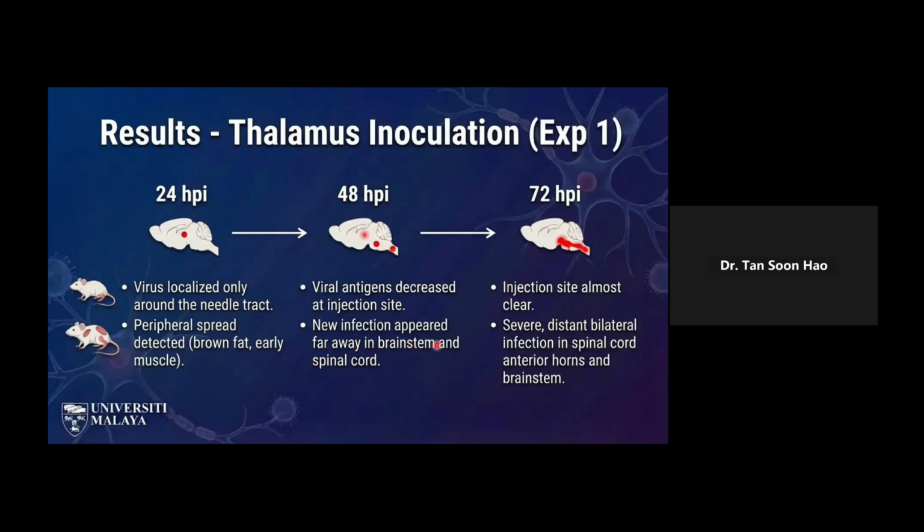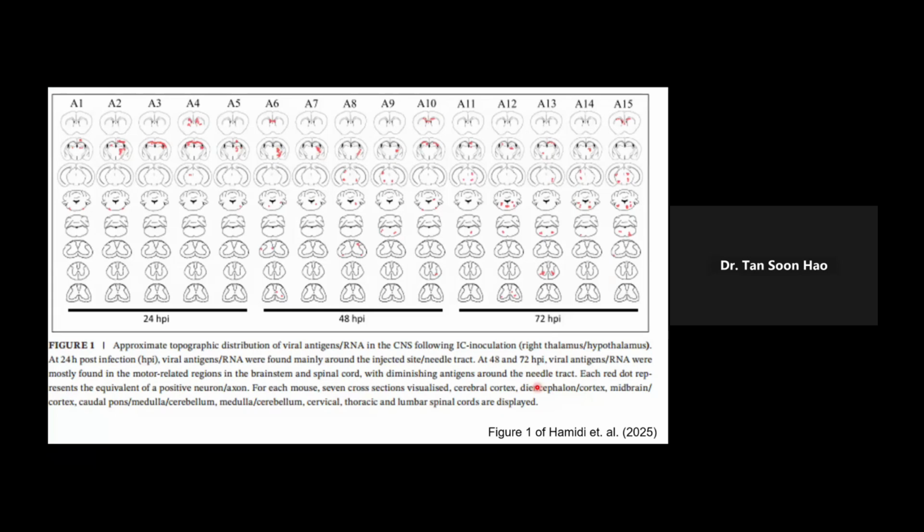So this happens and is found at 48 hours. And lastly, at 72 hours, there is severe distant bilateral infection in the spinal cords, and also the anterior horns and the brainstem. So these are taken from figure one of the paper. What we do is we take cross sections of all the CNS regions. These are the spinal cords and these are the brain regions, and we track them.